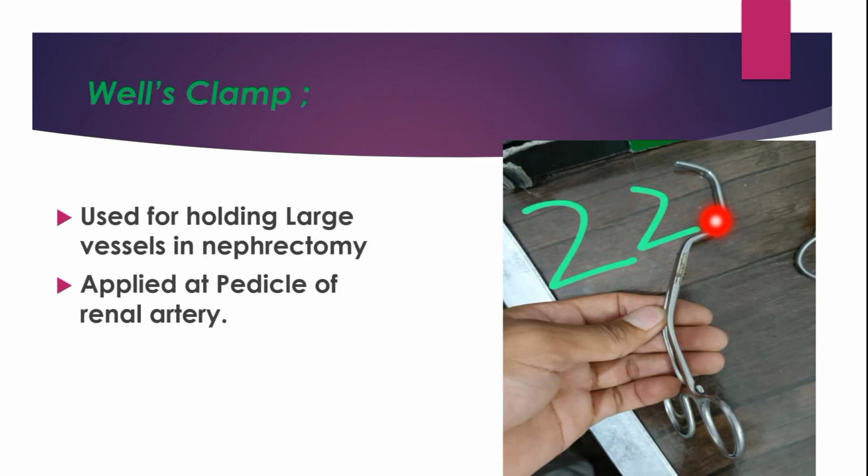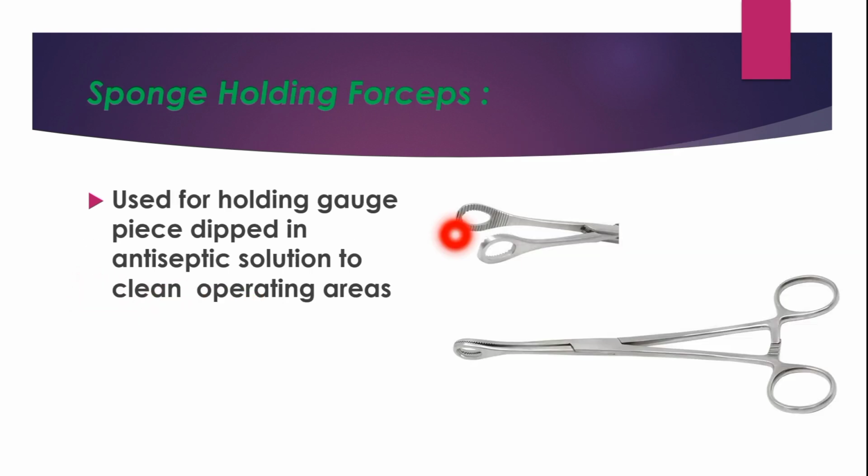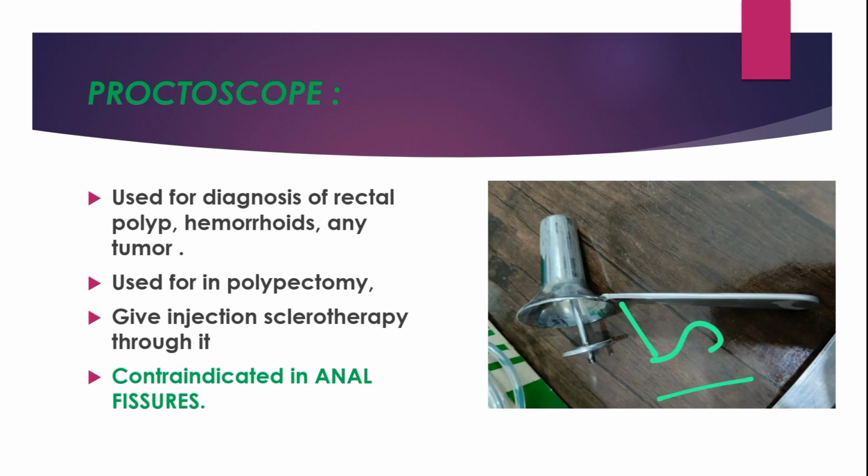This one is a Wells clamp, and this Wells clamp is used for holding the large vessels in nephrectomy, and it is applied at the pedicle of the renal artery. This one is a sponge holding forceps, and it consists of the transverse serrations, and it is used for holding the sponge piece dipped in antiseptic solution to clean the operating area.